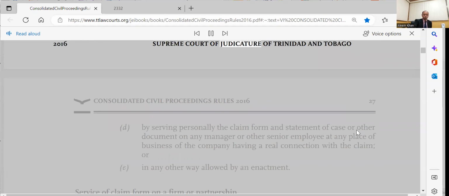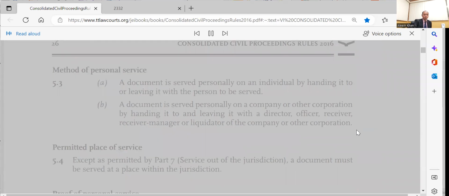2016 Supreme Court of Judicature of Trinidad and Tobago. Consolidated Civil Proceedings Rules 2016-26. Method of Personal Service. 5.3 A. A document is served personally on an individual by handing it to or leaving it with the person to be served. B. A document is served personally on a company or other corporation by handing it to and leaving it with a director, officer, receiver, receiver-manager or liquidator of the company or other corporation.